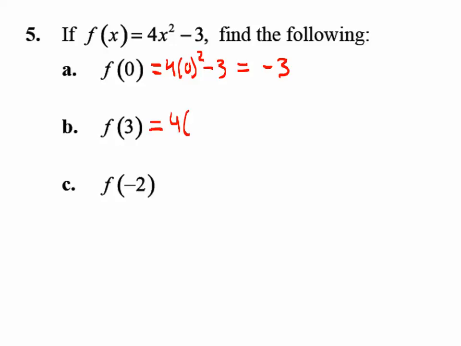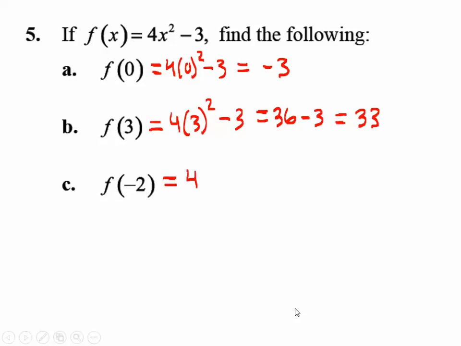Plug in a 3 this time. Let's see, 3 squared is 9. 9 times 4 is 36, so it'd be 36 subtract 3, or just 33. And a negative 2 plugged in gets me negative 2 times negative 2 is 4. 4 times 4 is 16. So 16 subtract 3 is 13.